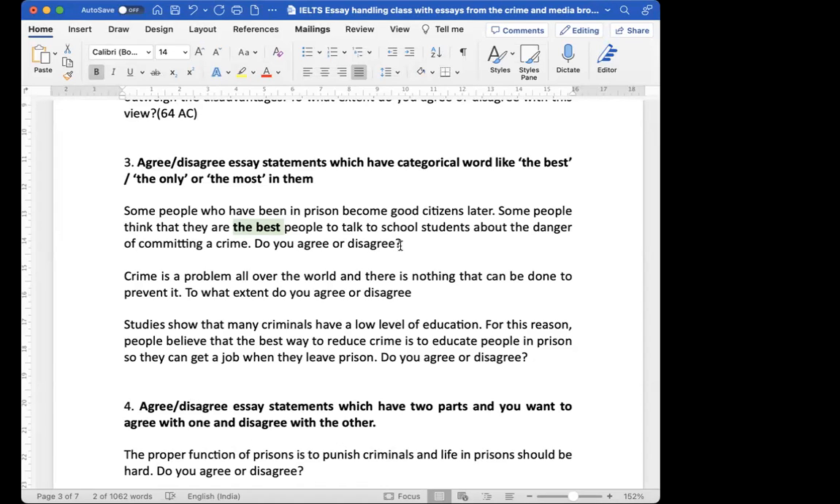बट आप अगर टू साइडेड जाना चाहते हो तो ऐसे कैटेगोरिकल वर्ड्स के लिए टू साइडेड जाना बहुत इजी होता है. इसमें आप क्या कह सकते हो कि these people are good to talk to students, but they are not the best. तो आपने डिसएग्री करा है, उन्होंने बोला है अच्छे हैं पर बेस्ट नहीं है. मत समझ आ गई बात?